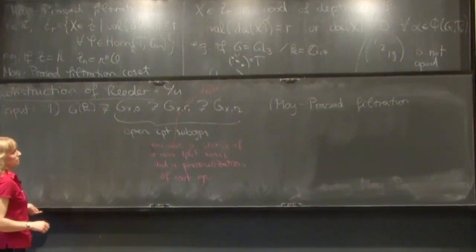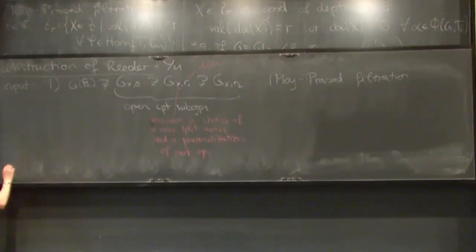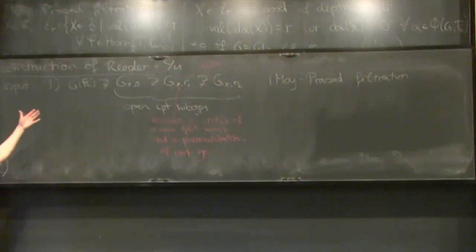Okay, so that was the first part of the input. Now the second part of the input. So we have already a compact open subgroup now. We need where to induce from. Now we have to get a representation of it.